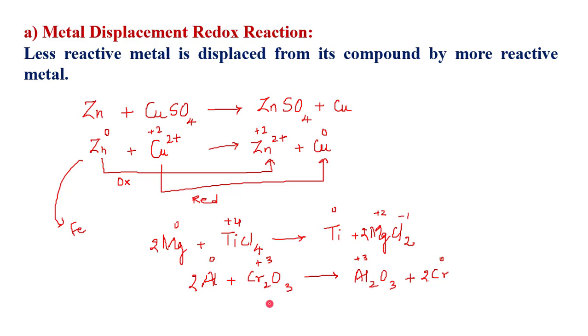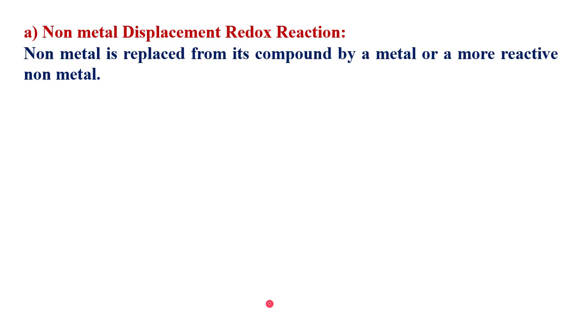Okay, next we'll see non-metal displacement. Non-metal displacement redox reactions are those where a non-metal is replaced from its compound by a metal or a more reactive non-metal, right? So non-metal, the name itself says a non-metal is going to be displaced, right? Who is going to displace it?